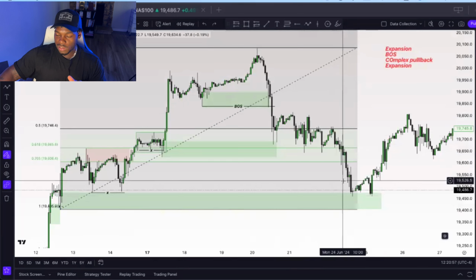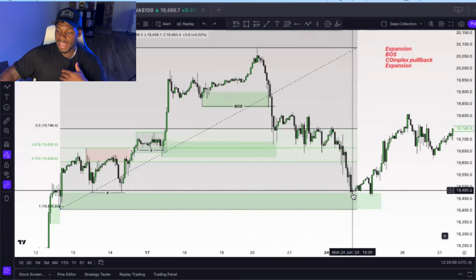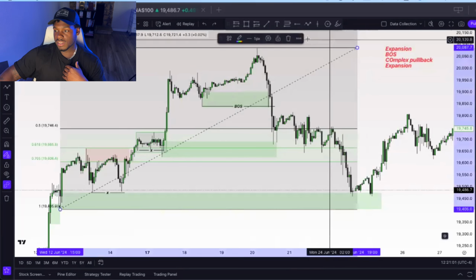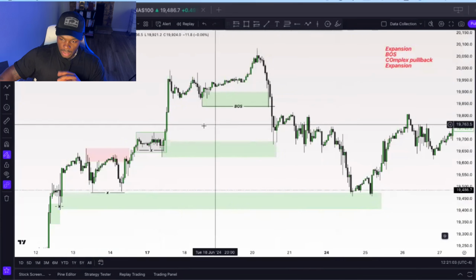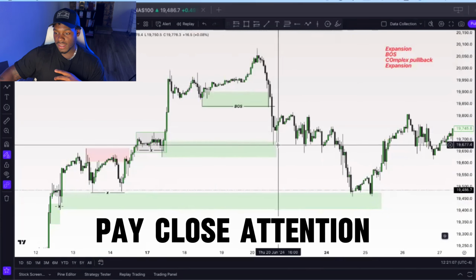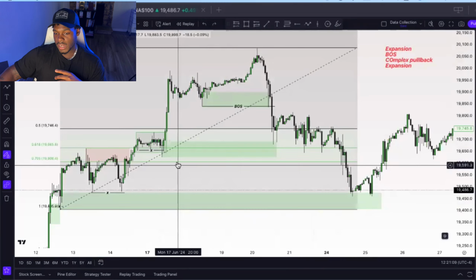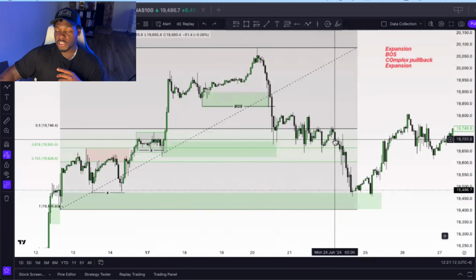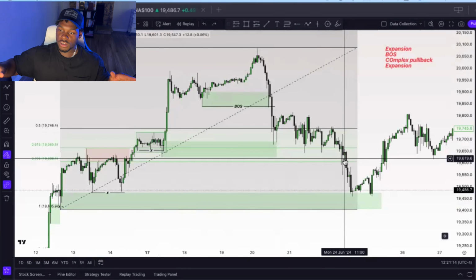Anything below that, you could look to buy or sell, if it shows buy, if it shows sell. Anything above that, we could look to sell. So now here's the catch. In the complex pullback, once we take 50% of that level, right? So once price actually goes under here, we're no longer looking to sell the market if we are bullish.